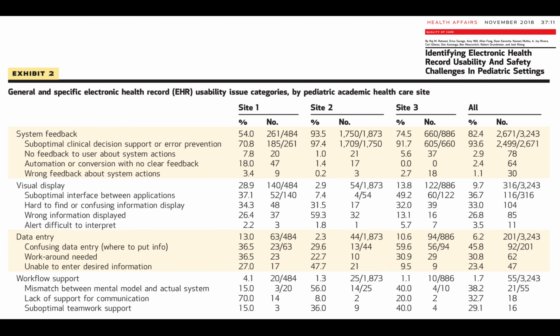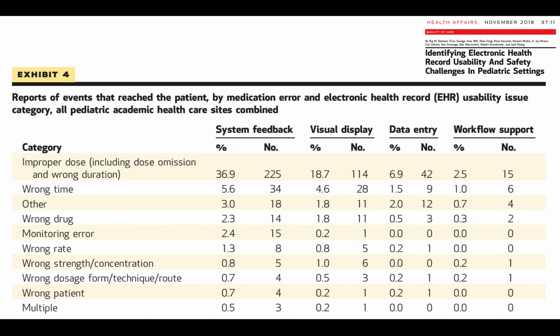And so if you look online at the paper and the graphics, you can look in more detail regarding the type of troubles with the visual display, such as the wrong information being displayed, hard to find and confusing information display, suboptimal interface between applications. And you can also see the breakdown on how these different types of usability problems influence the different types of errors, of which the most common errors were either the wrong dose or the wrong time.